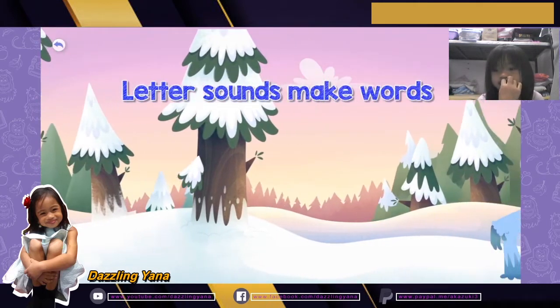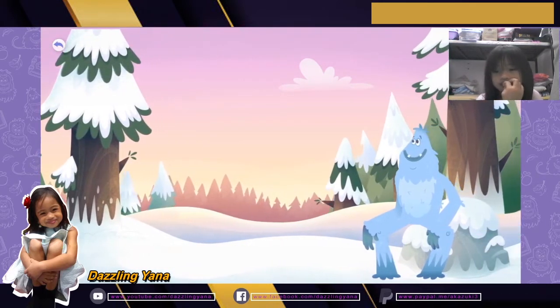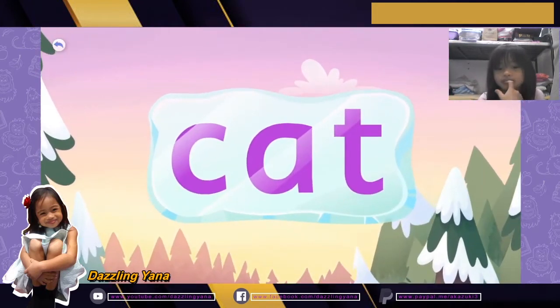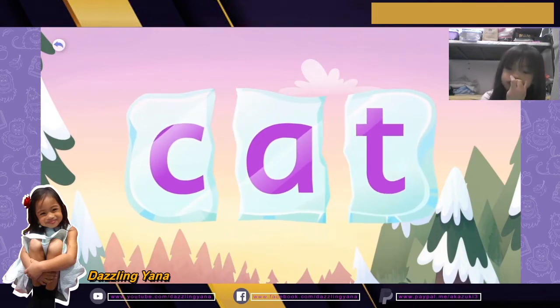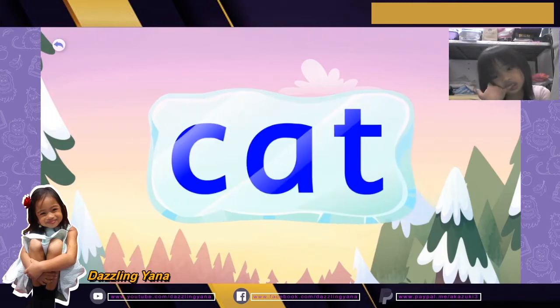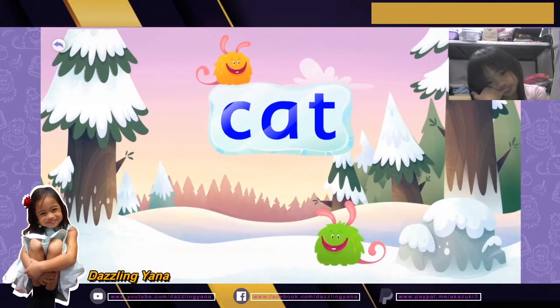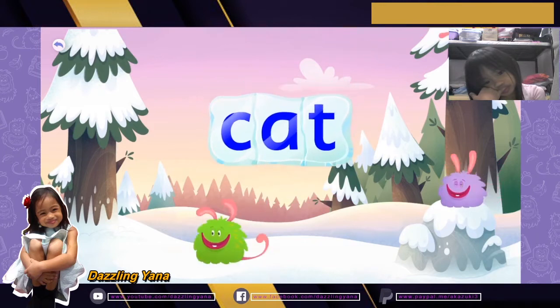Letter sounds make words. Words are made up of sounds. Sound out each letter from beginning to end. K, a, t. Sound out each letter and then blend them together. K, a, t. Cat. To spell a word, break the word into sounds. Cat.